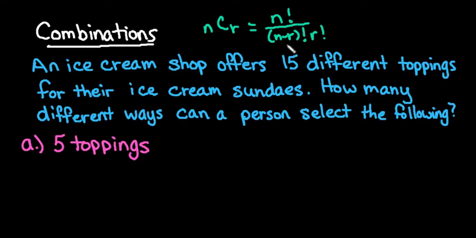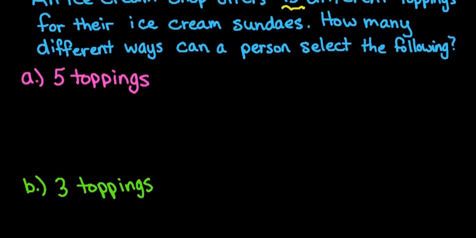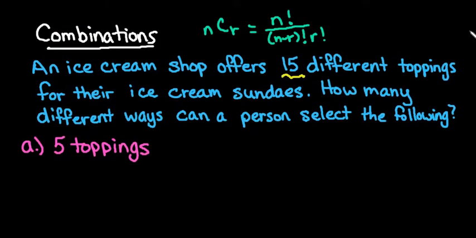Okay, and this formula is actually programmed into your graphing calculator, so you don't have to do out all of the work. So what we have for this situation is an ice cream shop offers 15 different toppings for their ice cream sundaes. How many different ways can a person select the following? And we're going to do 2 of them, 5 toppings and 3 toppings.